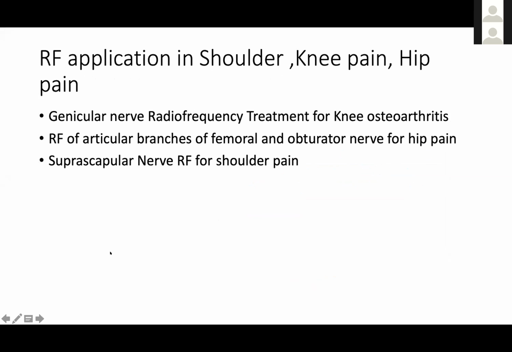RF application can be done in shoulder joint pathologies like frozen shoulder, or knee osteoarthritis pain, in patients who are not getting relief with conservative treatment, or who don't want to undergo surgery, or want to take some time before going for surgery. RF of the genicular nerve can be tried in patients with knee osteoarthritis. Suprascapular nerve RF can be tried for shoulder pain or frozen shoulder. RF of articular branches of the femoral and obturator nerves can be tried for the hip joint.